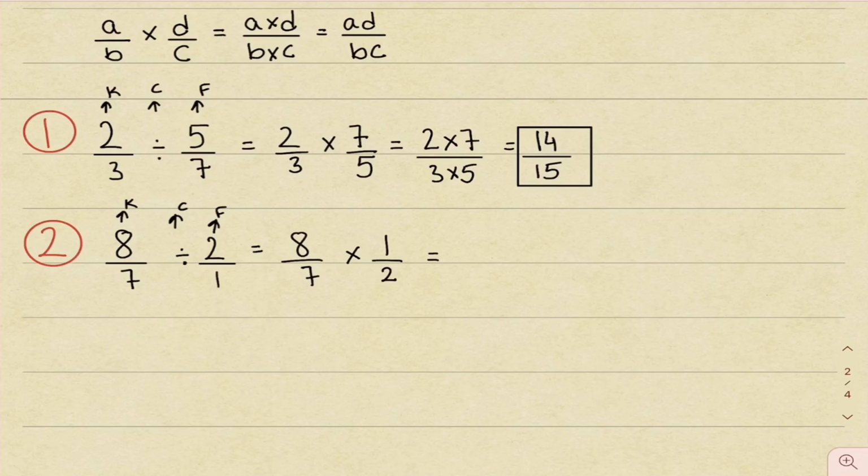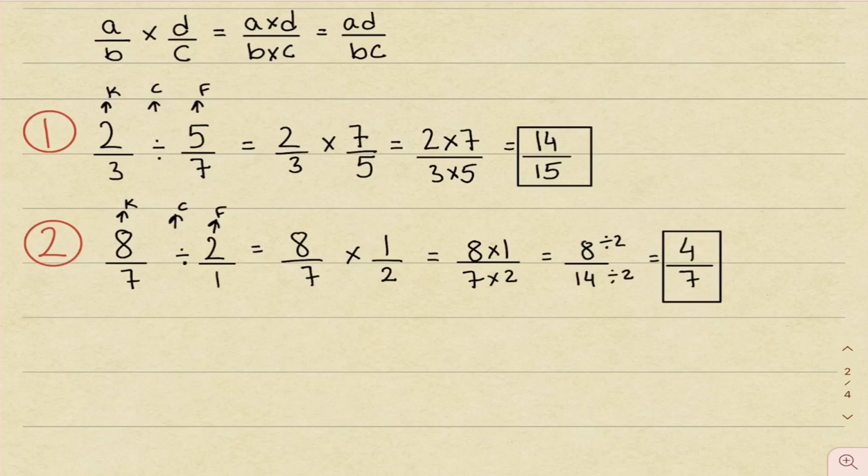Now I'm going to multiply 8 over 7 times 1 over 2, which is going to be 8 times 1 over 7 times 2, which is 8 over 14. Now can I simplify this? Yeah. Let me simplify it by 2. 8 divided by 2 is 4. 14 divided by 2 is 7. So the answer is 4 over 7. I'm going to do another problem.